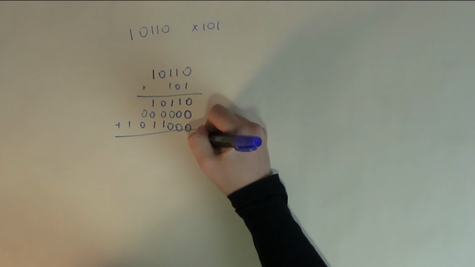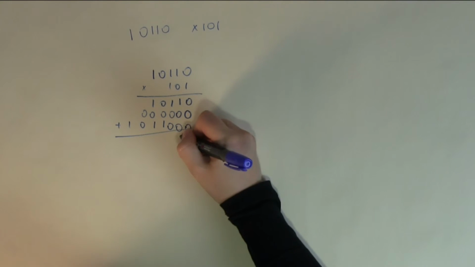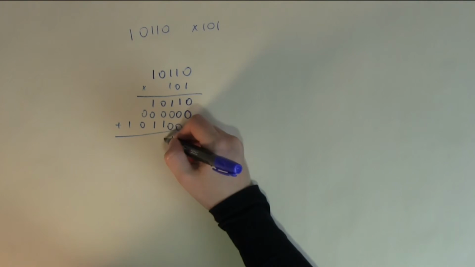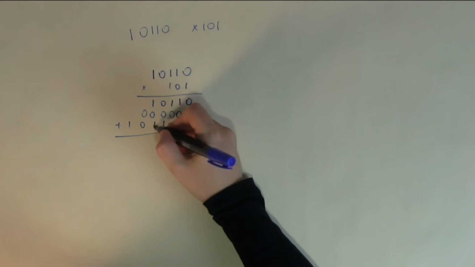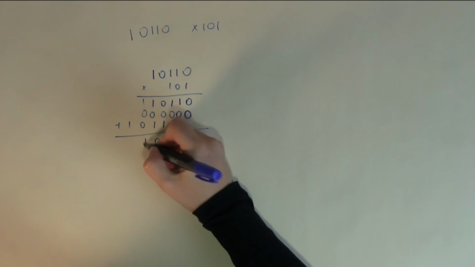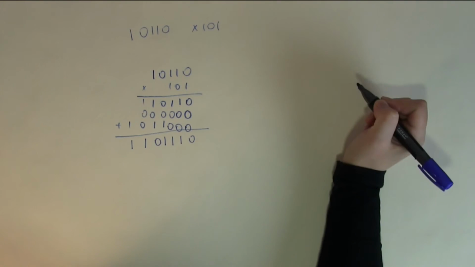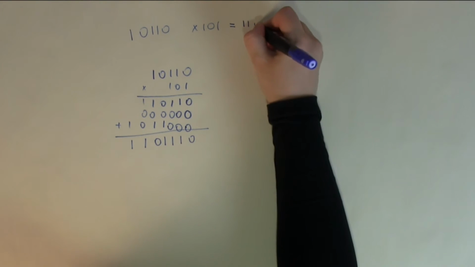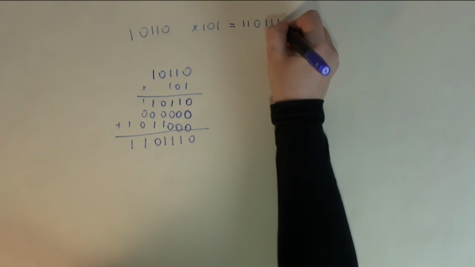3 zeros makes 0, 1 plus 2 zeros makes 1, 1 plus 2 zeros makes 1, 2 zeros plus 1 makes 1, 1 plus 1 makes 0, carry the 1, 1 and 2 zeros is 1, 1 and nothing is 1. So the solution for this multiplication is 1 1 0 1 1 1 0.